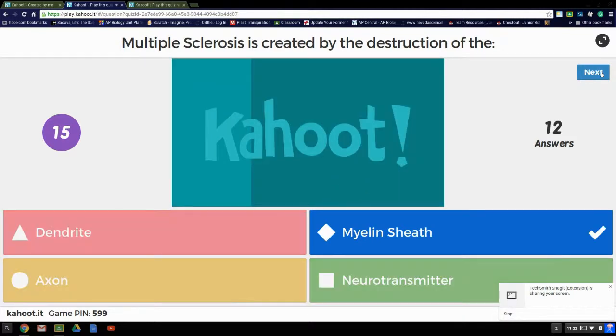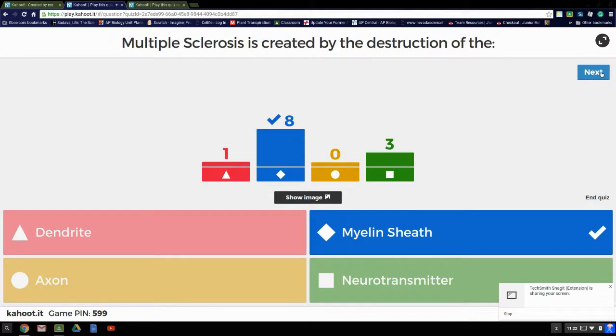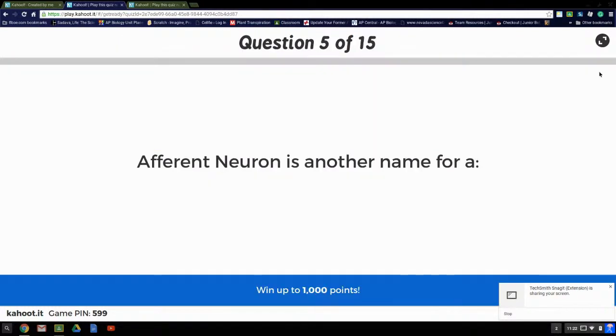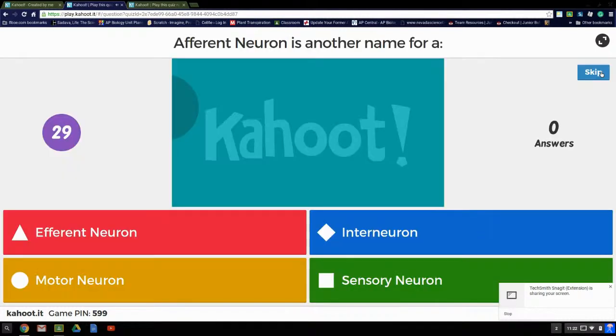So multiple sclerosis is the breakdown of the myelin sheaths. It breaks down the myelin sheaths, therefore signaling is slowed. I got it right, but what's the class? Everyone's so competitive. I looked this up because they're good terms. You have an afferent and an efferent. Wait, that's annoying.